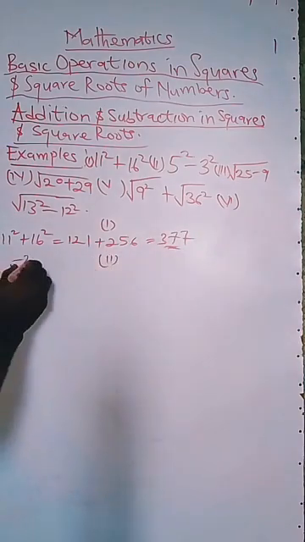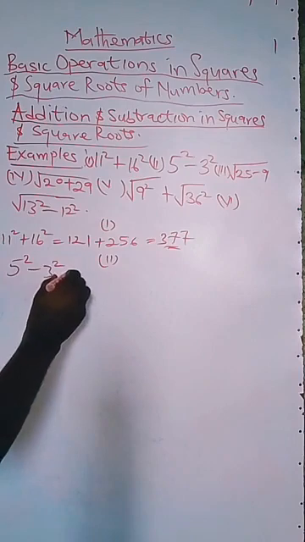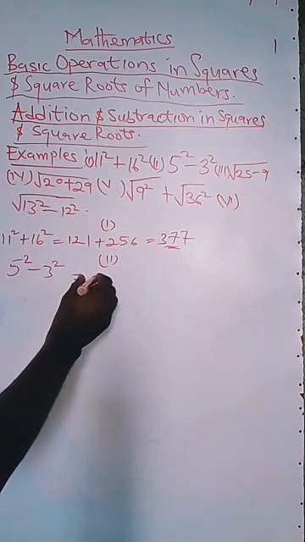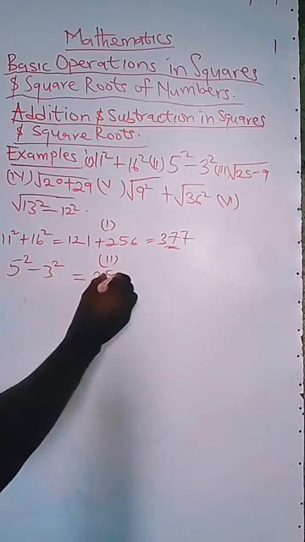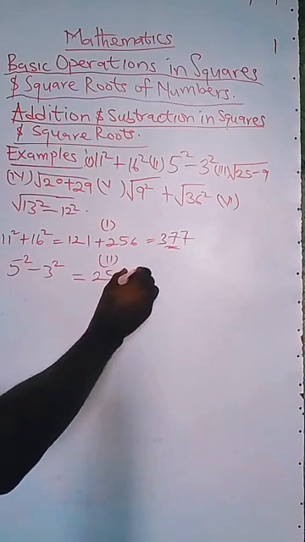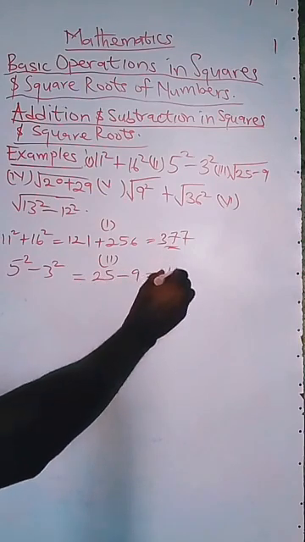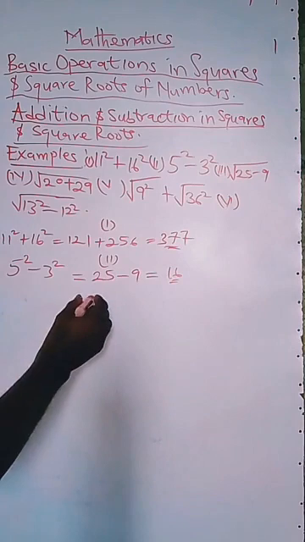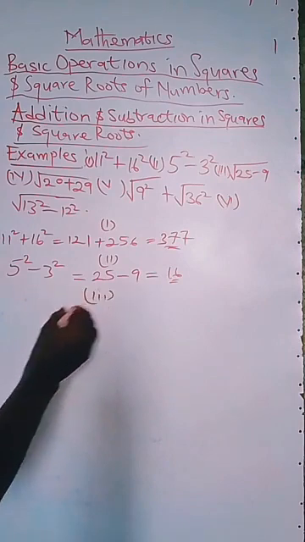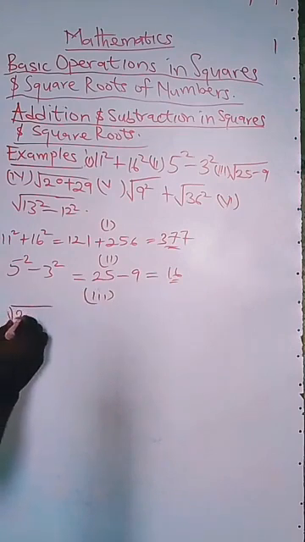5 raised to power 2 minus 3 raised to power 2. 5 square means 25, minus 3 square means 9. 25 minus 9, that is 16. Right. Let's look at the third question. So that is square root of 25 minus 9.